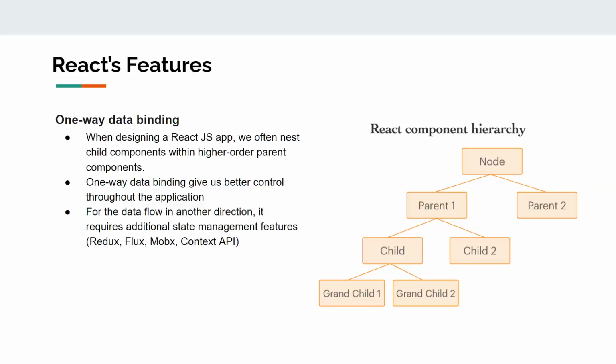One-way data binding gives us better control throughout the application. However, if you want data to flow in another direction, for example, in the picture on the right, if you want to access grandchild component information from the parent component, we might want to use additional state management features like Redux, MobX, or the Context API.